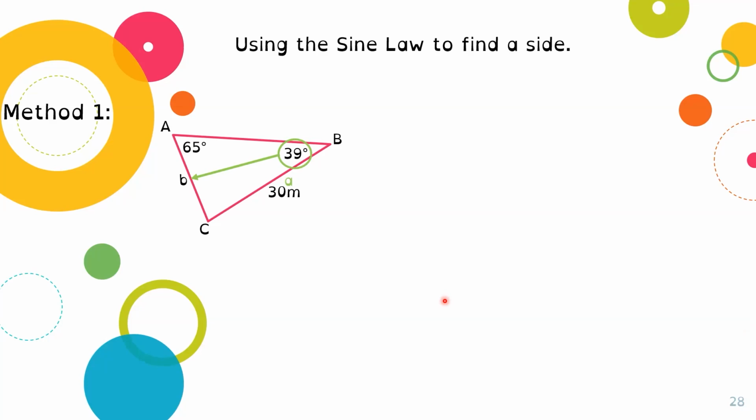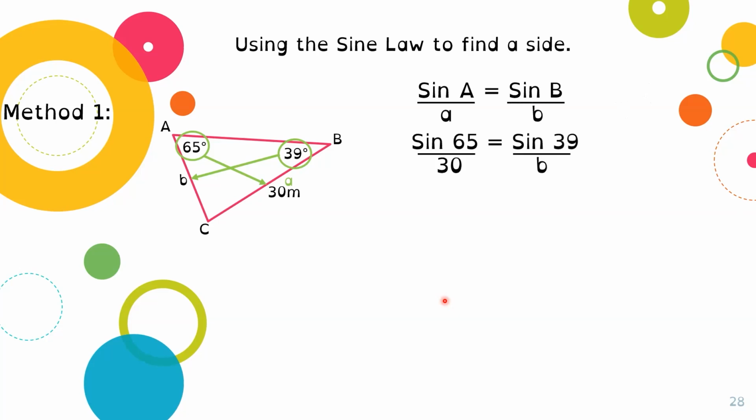and side B is what we're looking for and is unknown. Then we have angle A, which is 65, and across from that is side A, which is 30. So we have two angles and a side that we know, and we're looking for a side. So we can use the sine law, and this time we're going to do sine A divided by A is equal to sine B divided by B. Again, we fill in the numbers that we know: sine 65 divided by 30 is equal to sine 39 divided by B.